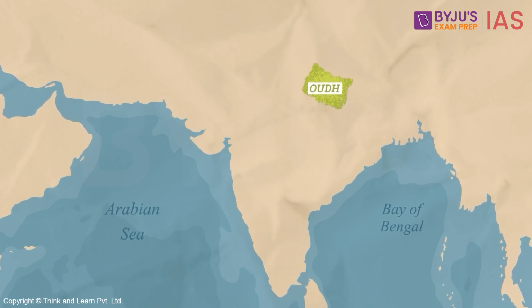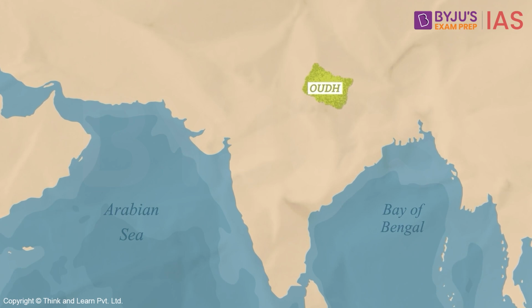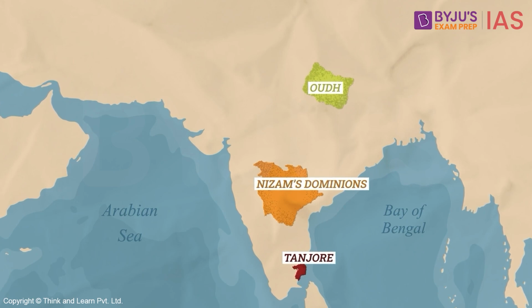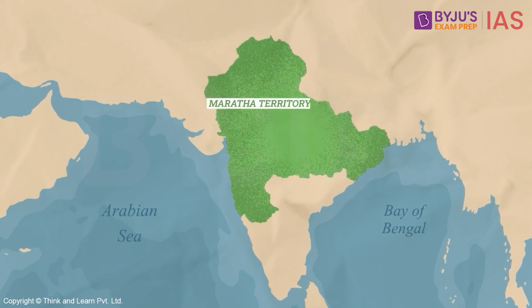The Nawab of Awadh was the first ruler to take up the Subsidiary Alliance after the Battle of Buxar. However, the Nizam of Hyderabad was the first to accept a well-framed Subsidiary Alliance. Tanjore was another prominent region to become a part of the alliance. The Marathas, they also became victims of this alliance.